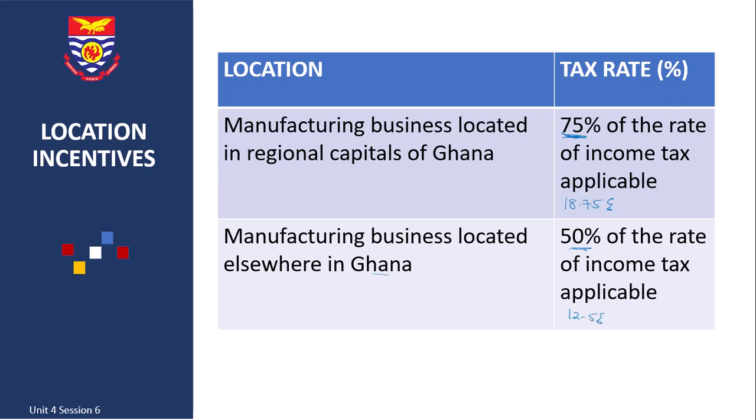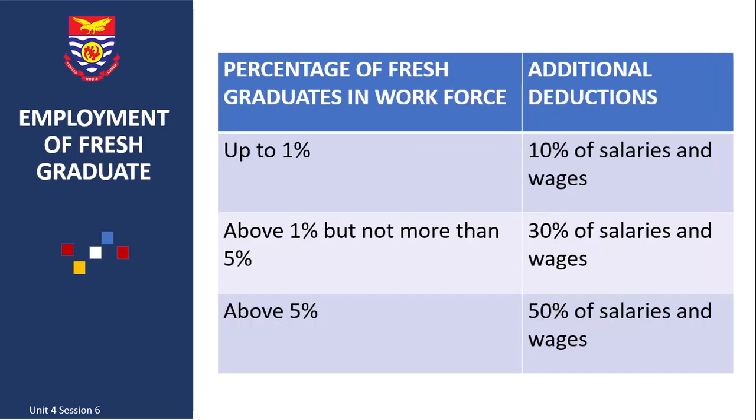So it means that you have to know the various regions and their capitals. So for example, if we have a manufacturing firm located in Takoradi, that company will pay 18.75% of the chargeable income as tax. If it is located elsewhere outside the regional capital, let's say Anaji, it will pay 12.5% of the income as tax. Let us take an example.